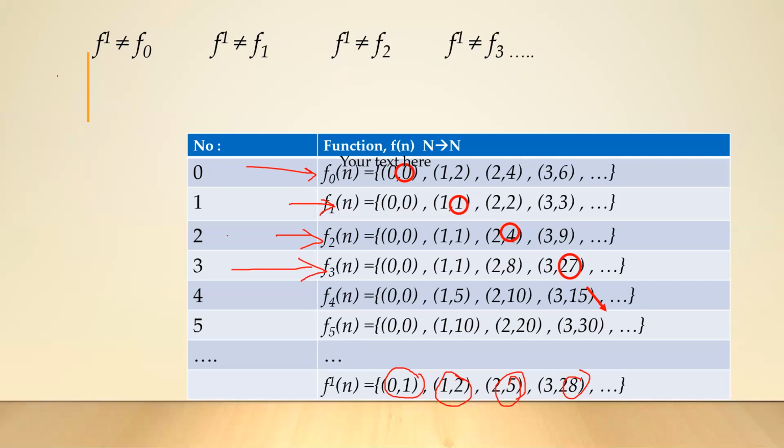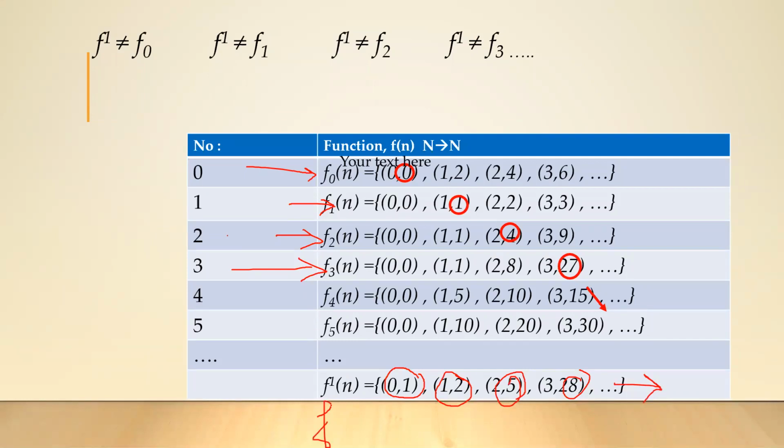So look on top, I've written over here. F dash can't be assigned to f0. F dash cannot be assigned to f1. F dash cannot be given to f2. F dash cannot be given to f3. You go on checking and checking. You cannot find an allocation for your new function called f dash.